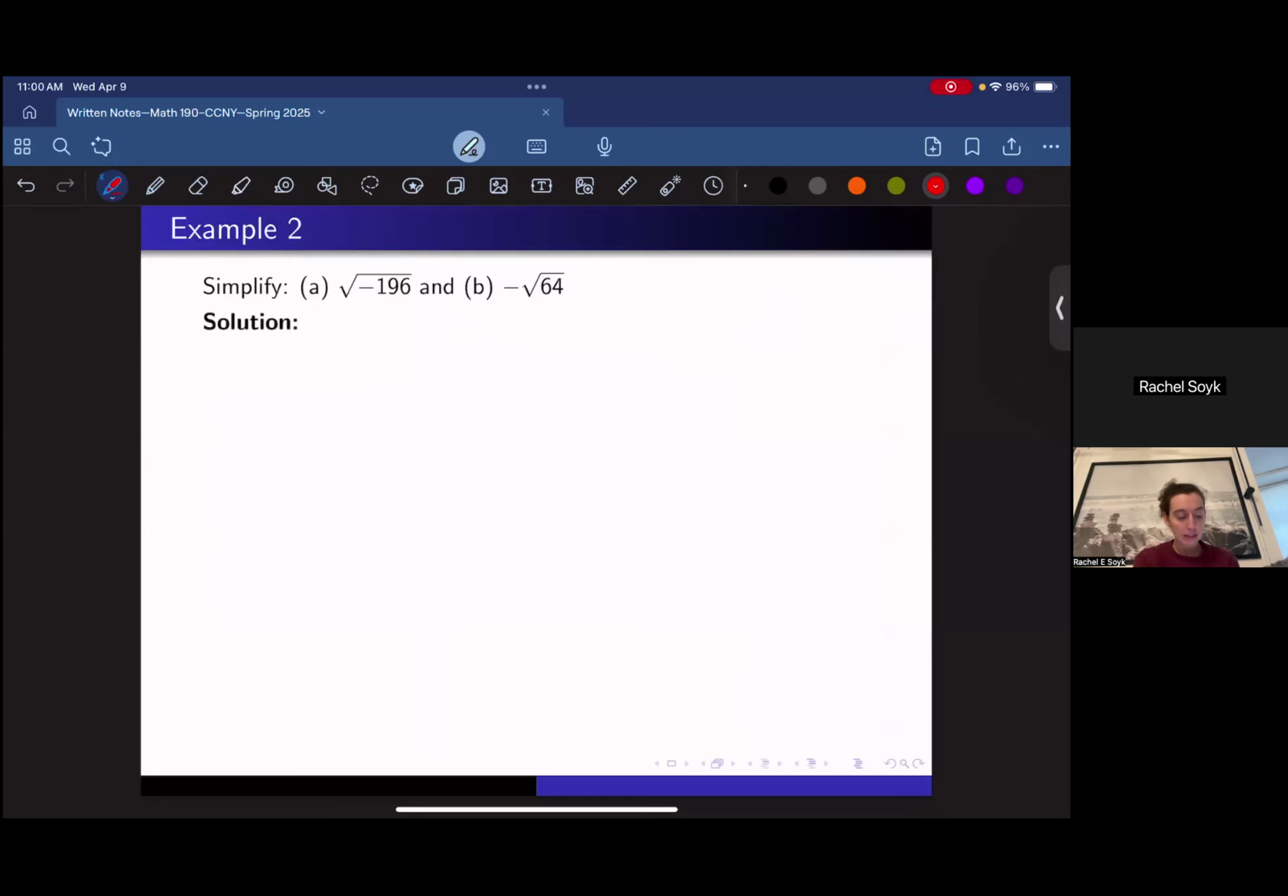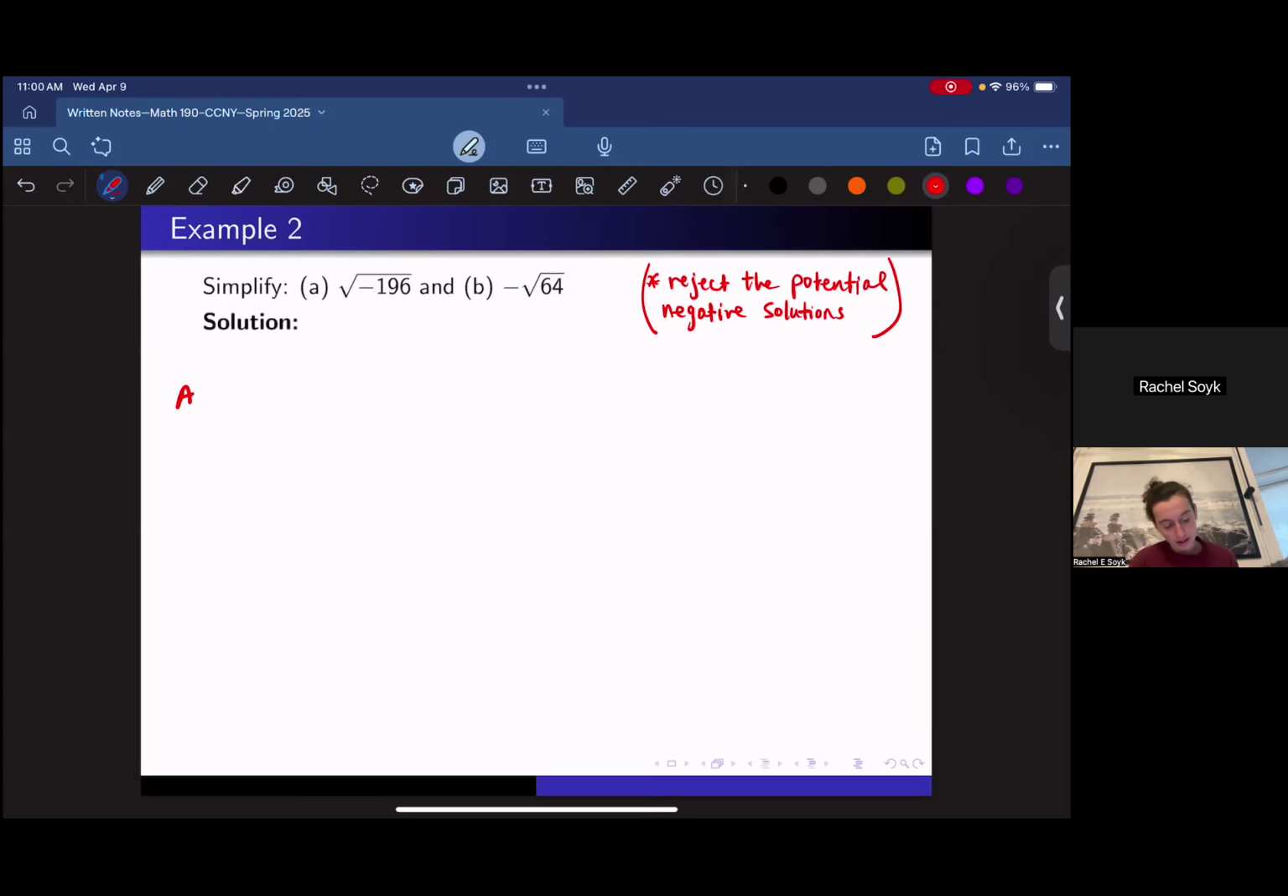Now let's try these two examples together, and for straightforward purposes, we're just going to reject the potential negative solutions. What do I mean by that? The square root of 100 plus or minus 10, we're just going to say, okay, square root of 100 is 10.